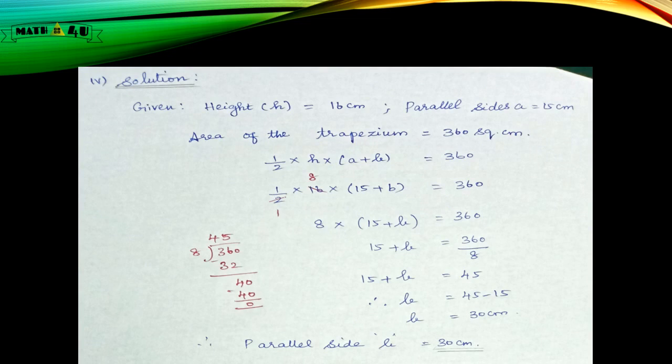Next, height h is equal to 16 centimeter. Parallel side A is equal to 15 centimeter. We want to find the parallel side B. Area of the trapezium is equal to 360 square centimeter. We know that half into h into (a plus b) is equal to 360. So like the previous problem, substitute the values and get the answer for b. The parallel side b is equal to 30 centimeter.